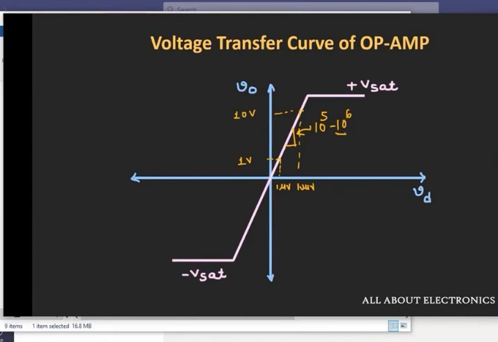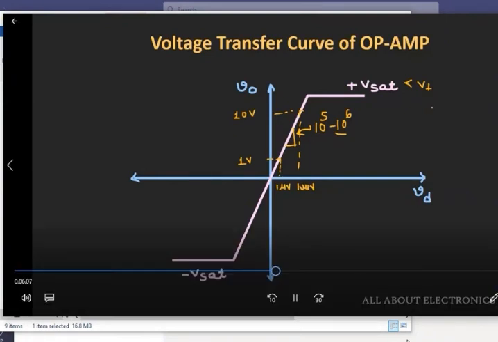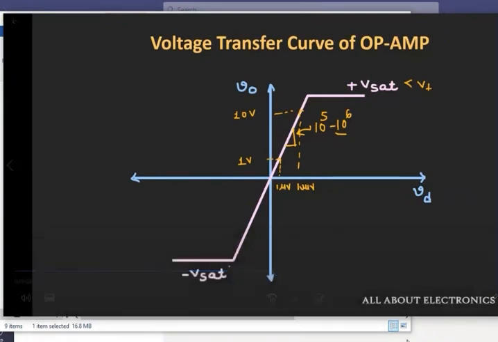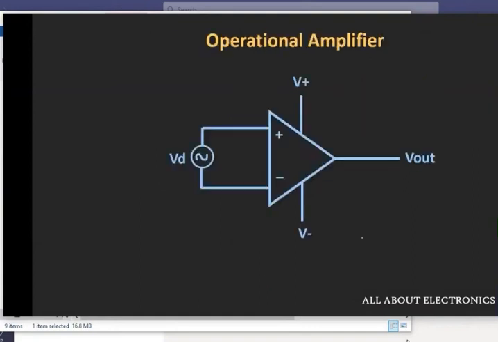the output will get saturated to the value plus Vsat, which used to be less than the positive biasing supply. So in this way, as soon as the input voltage goes beyond some certain value, the output will get saturated to the plus saturation voltage. And the same is true for the negative input voltages. As soon as the input voltage goes beyond some threshold value, at the output you will get a minus saturation voltage.